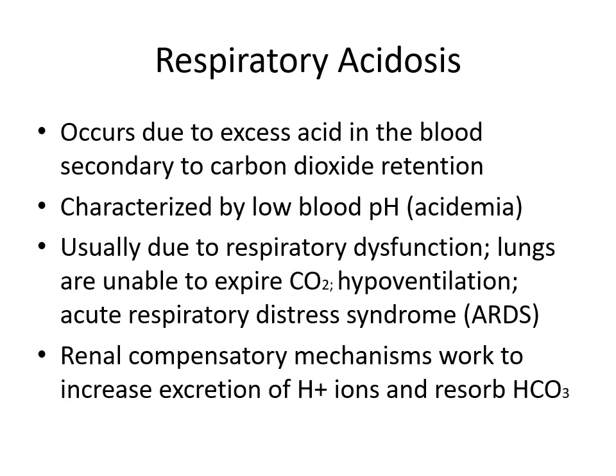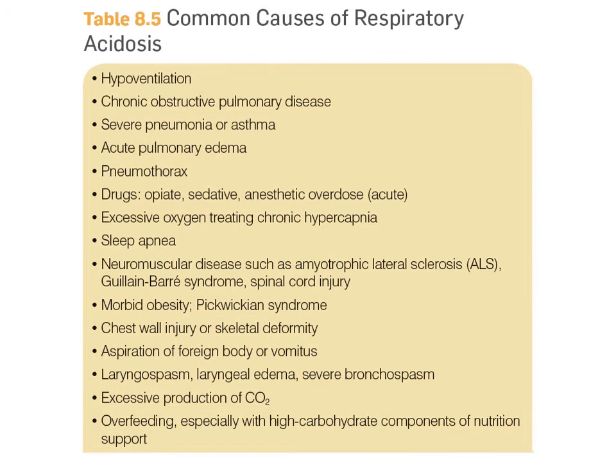So first we'll take a look at respiratory acidosis. This occurs due to excessive acid in the blood secondary to carbon dioxide retention. This is characterized by low blood pH, so that's being more acidic, usually due to respiratory dysfunctions as the lungs are unable to expire CO2, hypoventilation, and acute respiratory distress syndrome. Renal compensatory mechanisms work to increase the excretion of hydrogen ions and resorb bicarbonate. Here we can see some additional causes of respiratory acidosis.